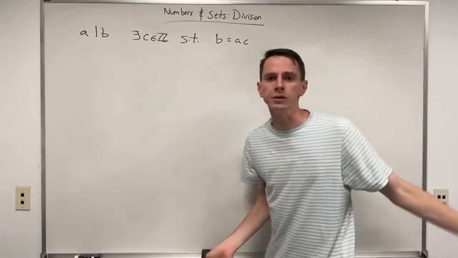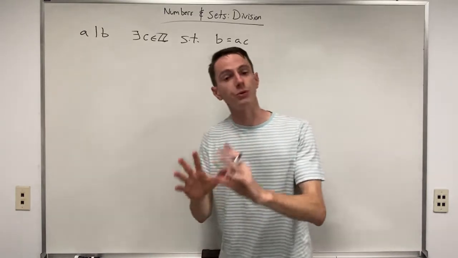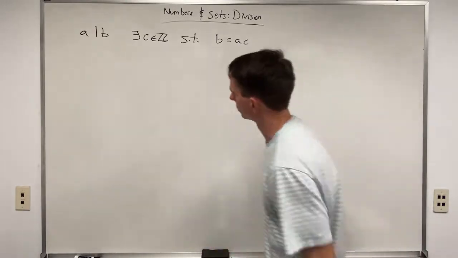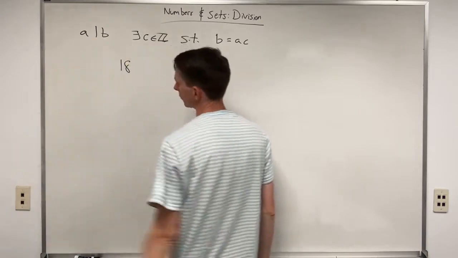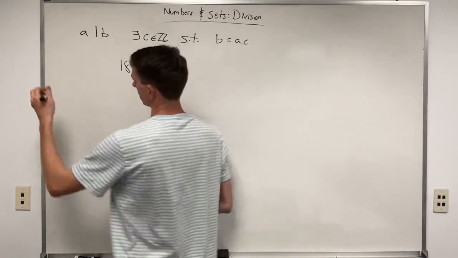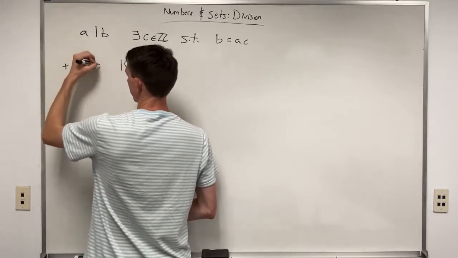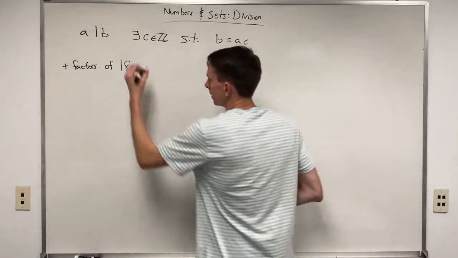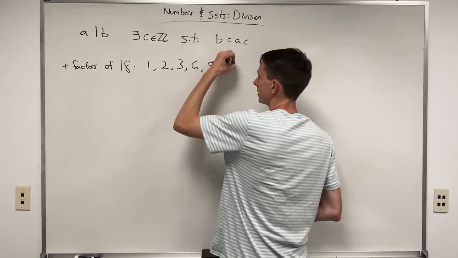So this is what we use as our definition for what it meant for one number to be a factor of another. And we've been looking at a couple different examples of factors of numbers. Maybe if I wanted to, for example, just look at the positive factors of the number 18, we could list those out, where we would have 1, 2, 3, 6, 9, and 18.